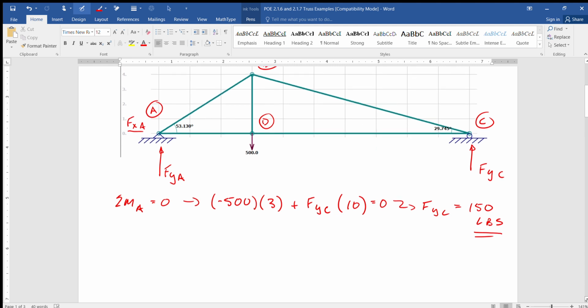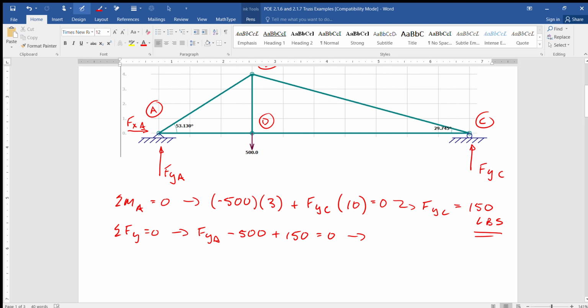So all the forces have to be equal. So all the y's have to add up. So the sum of the y's has to be 0. In this case, that means Fya minus 500 plus Fyc, which we know, so we'll call that 150, has to equal 0. That's the balance of forces.